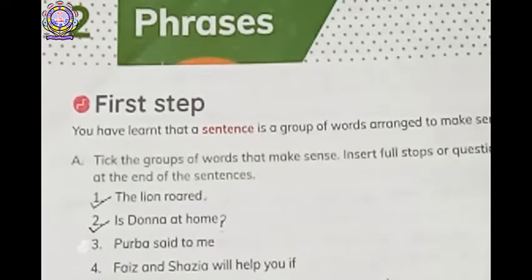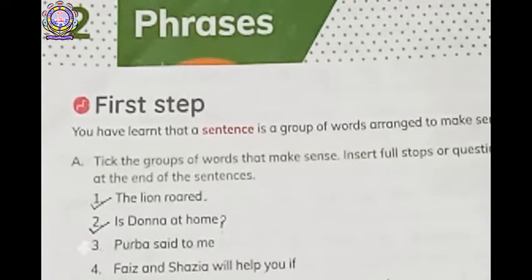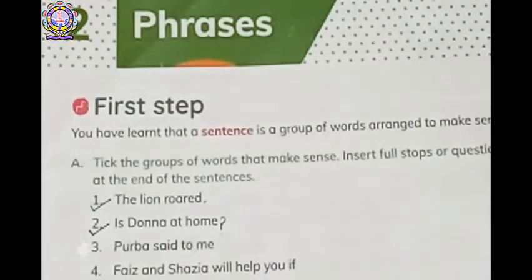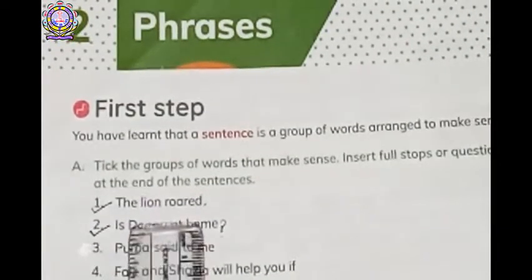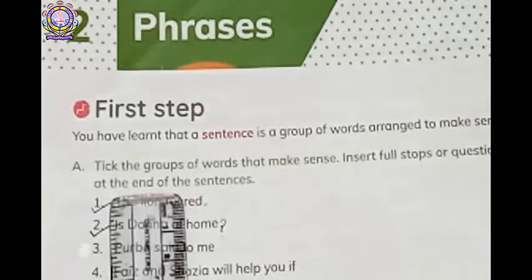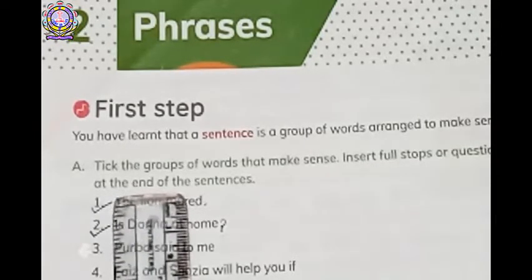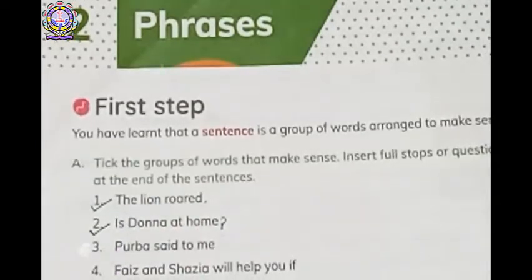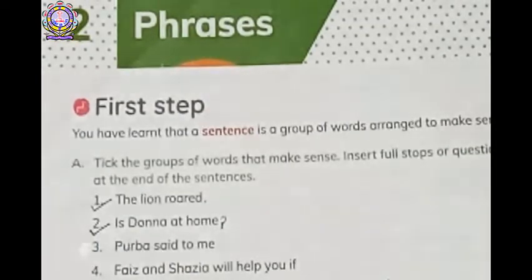We already had an explanation yesterday. So now, students, English grammar, chapter 2. First, we studied... do you remember? First, we studied sentence. So, we learned a sentence is a group of words arranged to make sense. Okay, and then we did our exercise. Then I gave you homework.